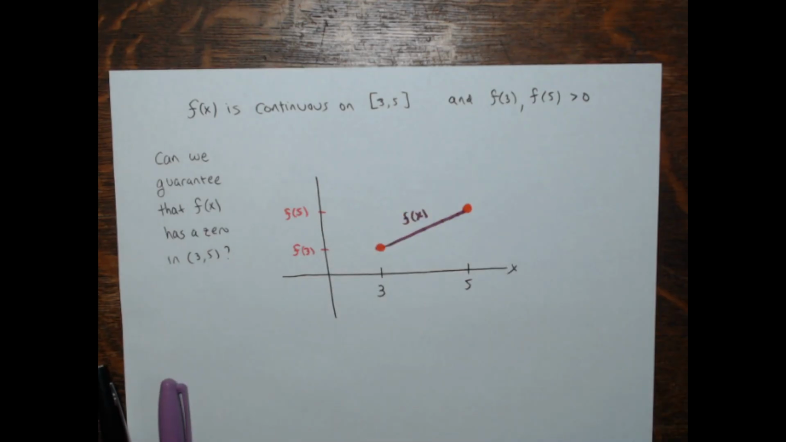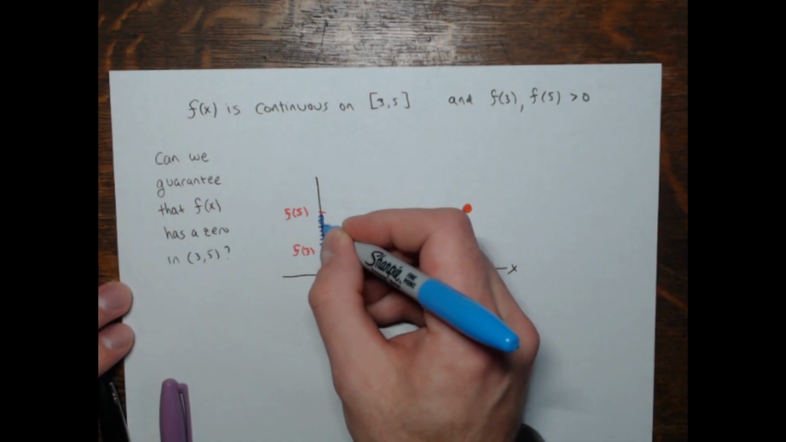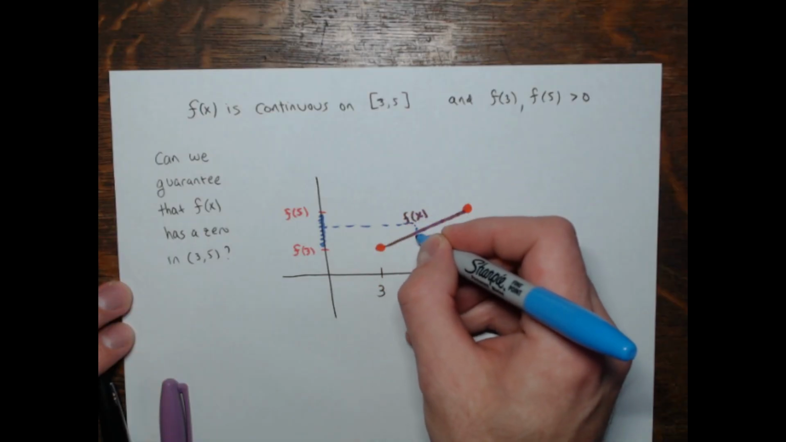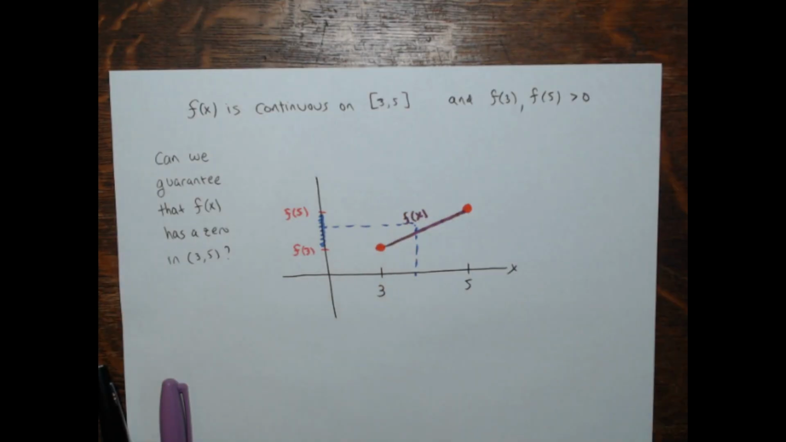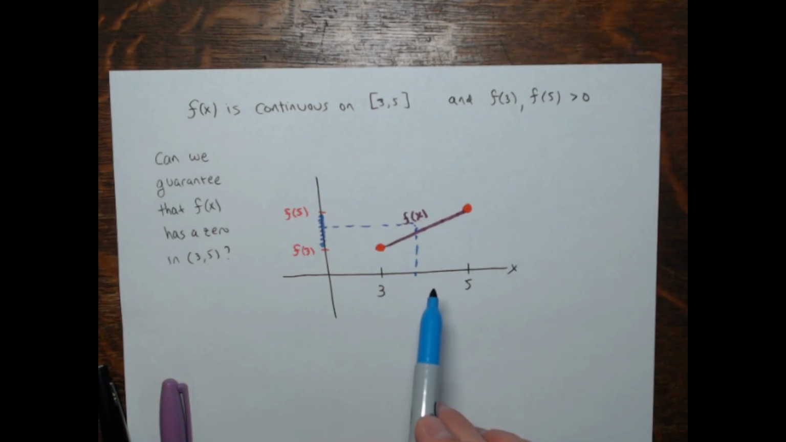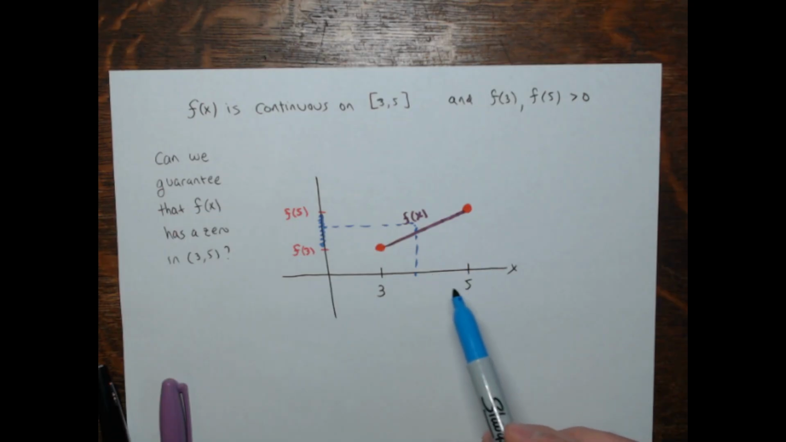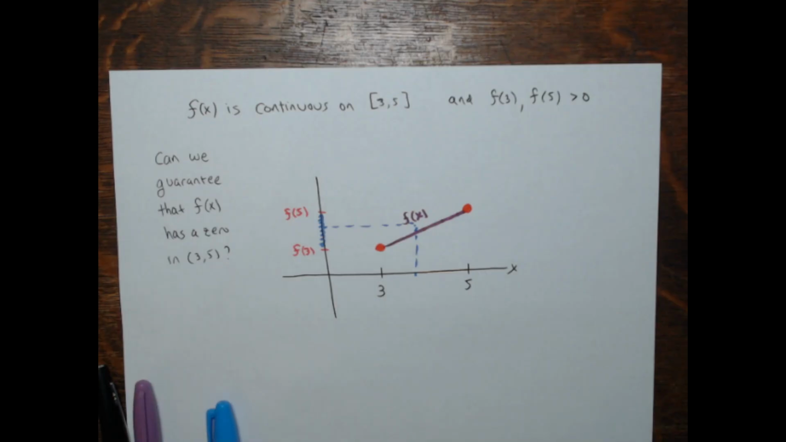So the intermediate value theorem would say that every value in between f of 3 and f of 5 is mapped to, right? There's an x value that goes there. But notice how this particular one doesn't cross the x-axis. If the value at both ends is positive, you can't guarantee that the graph has an x-intercept.